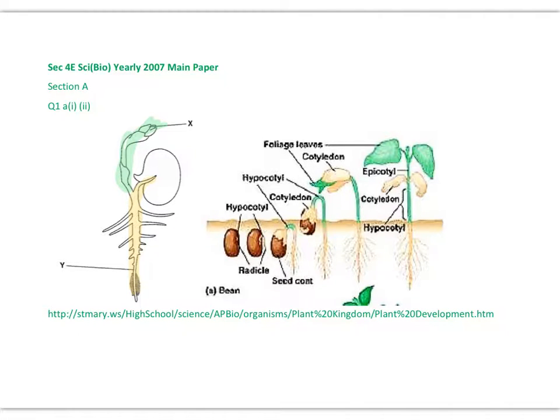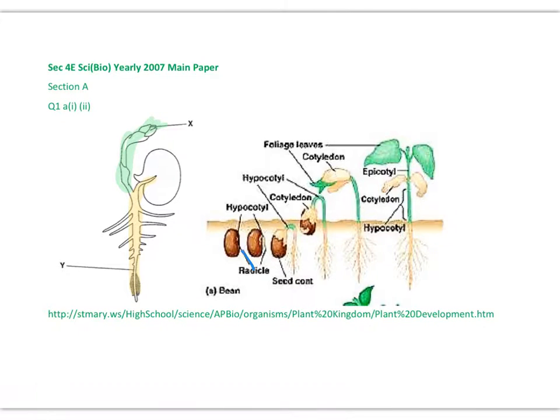Hello everyone, let's do year 2007 main paper. Now there are many questions in this paper that are out of the syllabus, but it's okay, it's good to know. For example, the first question, we are looking at germination. And basically, there's this portion that you're looking at, which is the plumule or radicle.